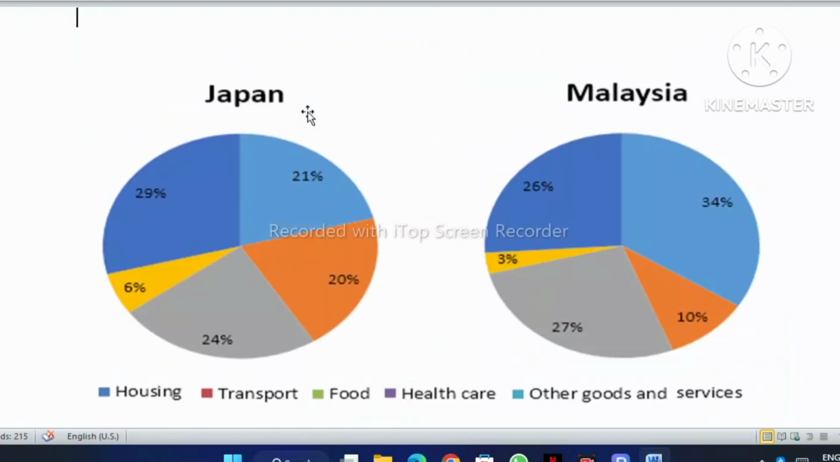So how will we complete our 150 words? It is very easy. We are supposed to rephrase the question, and then take the words from both pie charts. As you can see, two countries are mentioned here, Japan and Malaysia, and housing, transport, food, health and care, other goods and services. And in this pie chart, you can see the dark blue color is showing the other goods and services. The dark color is showing the housing, and the light color is showing other goods and services.